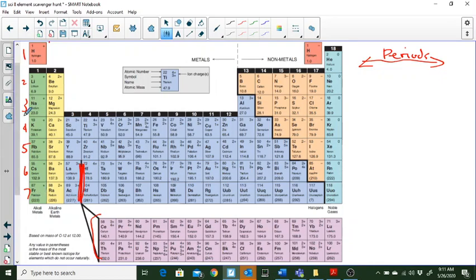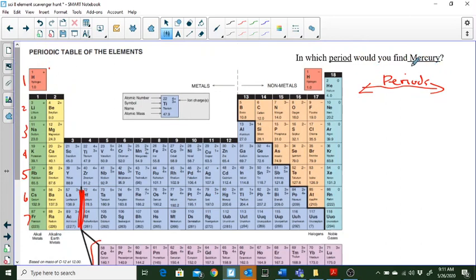So this was taking a look at the period for mercury. We have to find mercury. Well, here is mercury on our periodic table. Hg is the symbol for mercury, I know it can be difficult sometimes. Then we take a look at the period, and we come across to here, and we see that it's period 6.